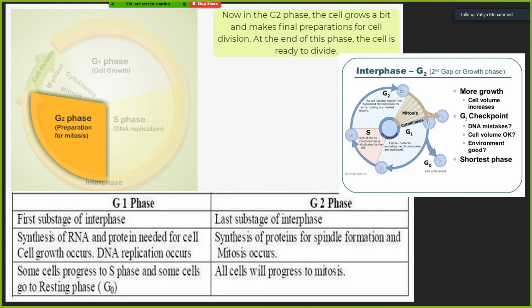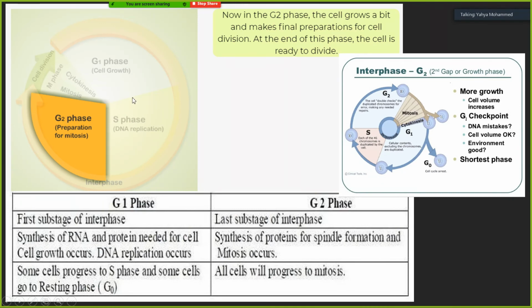So now we're going to go on to the G2 phase. In the S phase, all that happens is the DNA is replicated. Now in the G2 phase, right after the S phase, the cell grows a little bit more, and it makes a lot of different preparations to get ready to divide, because the cell is about to divide at the end of G2 phase.